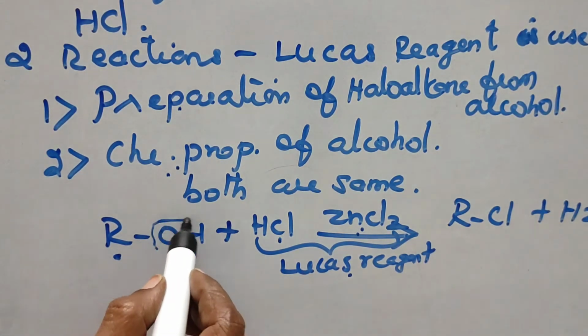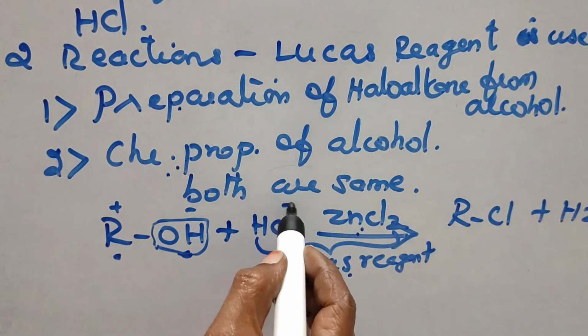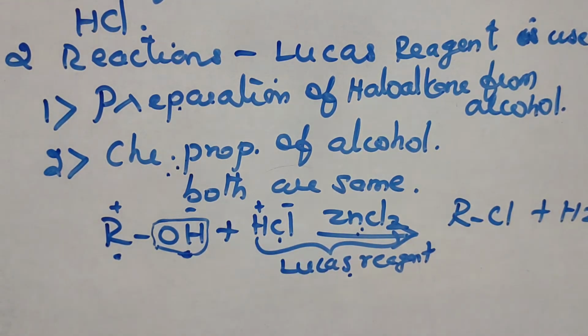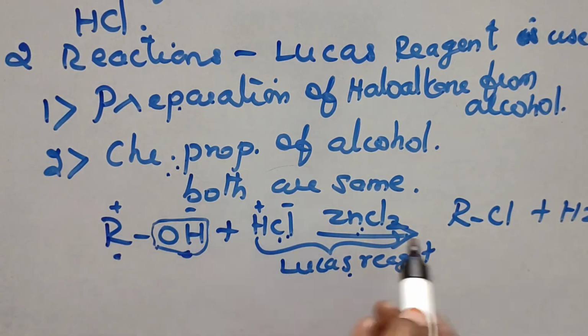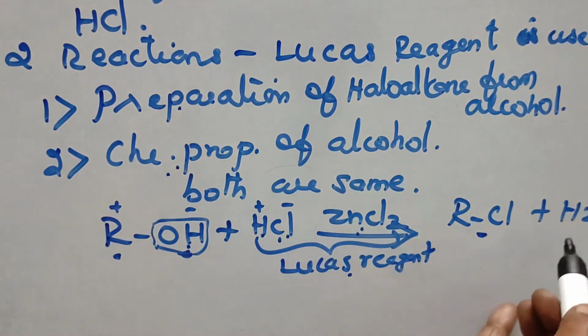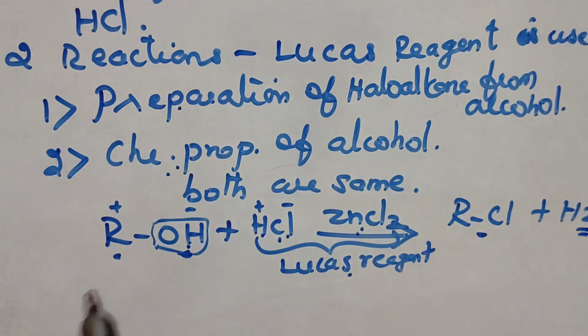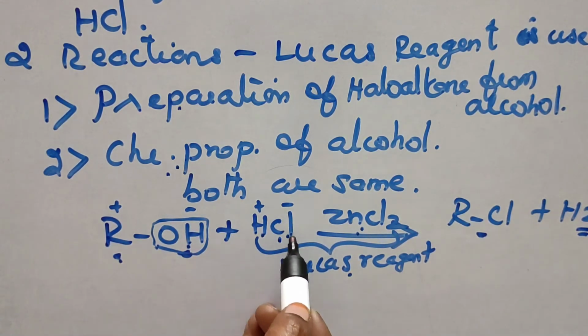See here, this is the negative part, this is the positive part. Here Cl is the negative part, hydrogen the positive part. So the positive part and the negative part combine to form RCl, and the other negative part and positive part combine to form H2O. In this way we can write the products. The positive part of one reactant will combine with the negative part of the other reactant. So in this way, without mistake, we can write the product.